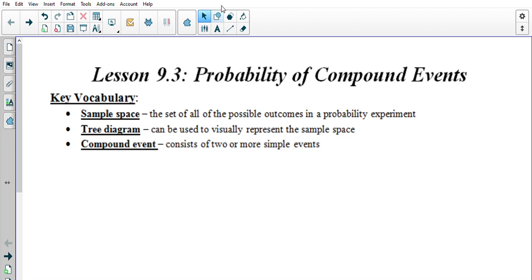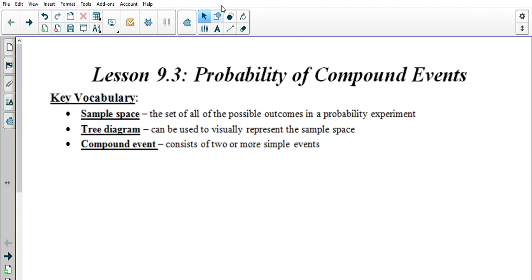So we'll start off with some key vocabulary. The first word is the sample space. We also sometimes call this the outcomes. It's the set of all of the possible outcomes in a probability experiment. We can go really simple with if we roll a die and our possible outcomes or sample space are 1, 2, 3, 4, 5, 6.